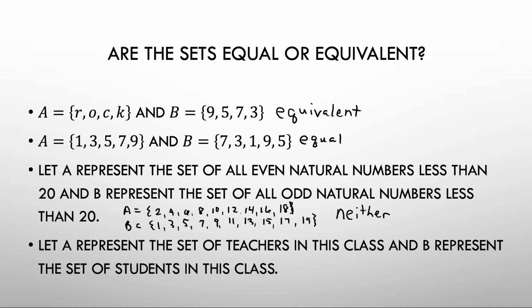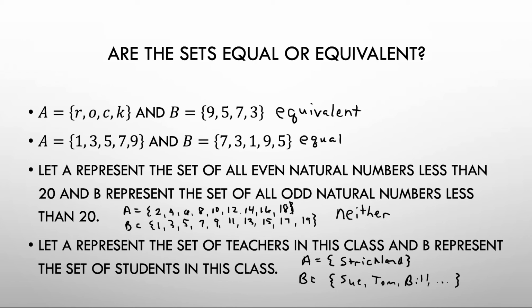All right, our last example says that A is going to represent the set of teachers in our class. So set A would just contain me. I'll just write my name here. And set B represents the set of students in the class. So I'm going to make up a few names here for students. Maybe we have Sue, and we have Tom, and we have Bill, and so forth in the class. We'll list out all the students' names.